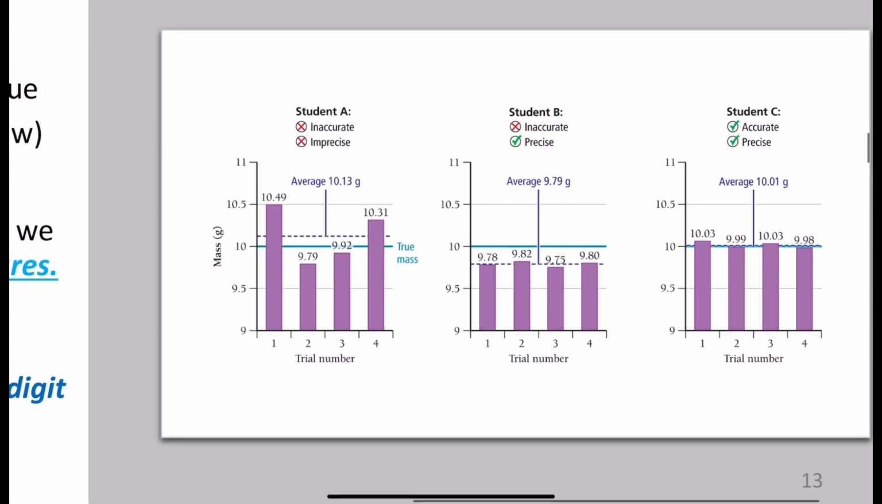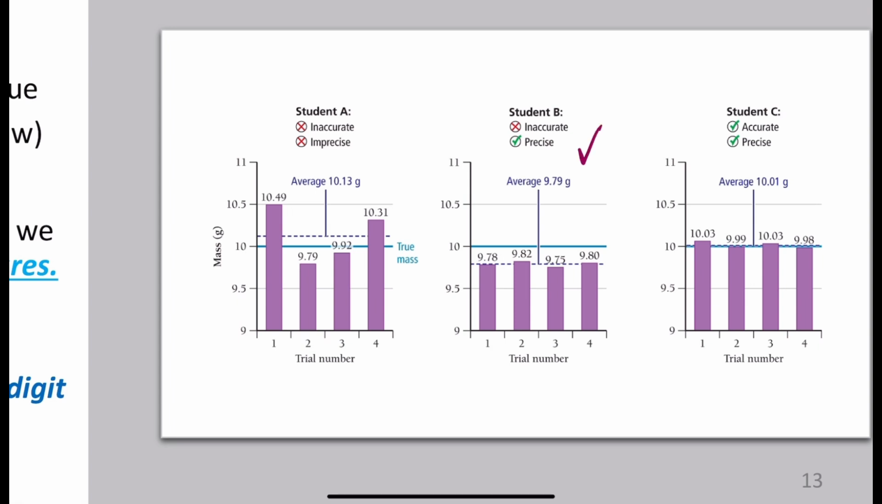The uncertain digit is that estimated digit we have at the end. We can see another example here of accuracy versus precision. Say we're measuring a sample, some kind of mass, and our true mass is right at 10 grams. We see student A has 4 different measurements. The average of those 4 measurements is 10.13. That is not actually close to the true mass. The true mass is 10.00. So 10.13 is pretty far off, and the measurements are nowhere near each other. The student is inaccurate and imprecise. Student B's average is 9.79, so they are still inaccurate, but they are precise in their measurements.